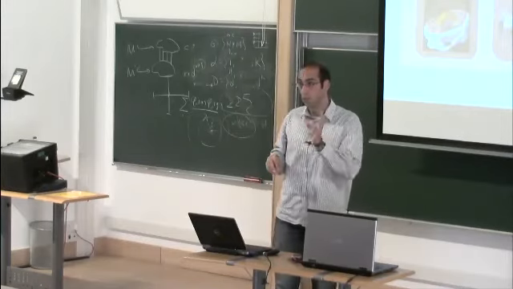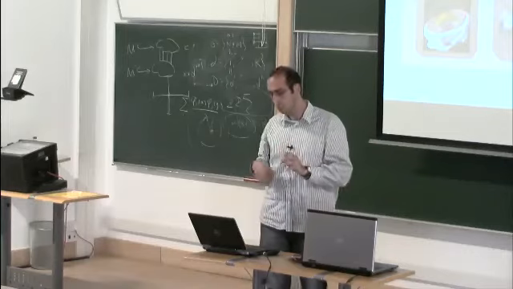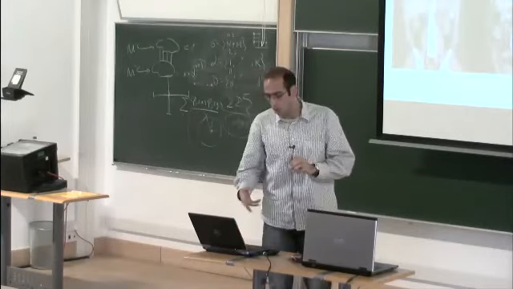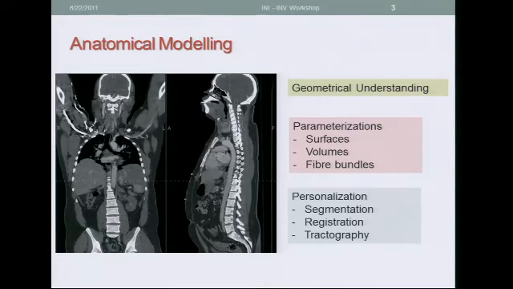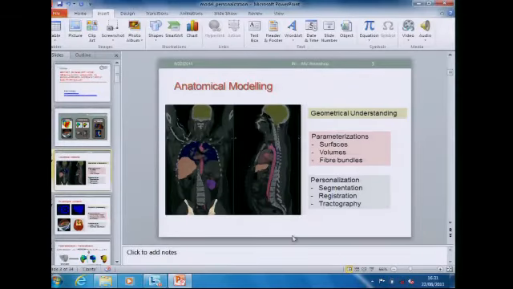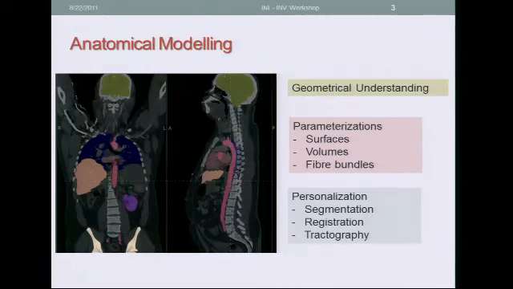So the three different components are the models, the personalizations, or the inverse problems, or the parameter estimation, however you want to call it. And the last part is the simulations for treatments. The idea in anatomical modeling is rather intuitive because we're talking about the geometrical understanding of the images we see. So we talk, for example, about the parameterizations of surfaces, volumes, or fiber bundles. Then the personalization becomes, okay, how do I fit this? The personalizations are then segmentations or registrations or tractography, as we've seen before.